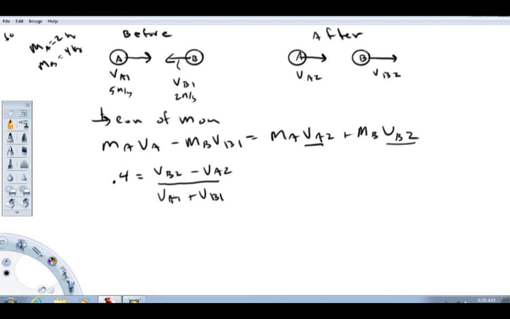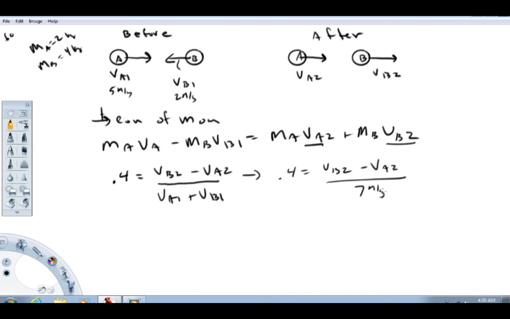So now I'm calling right positive. VA1 minus VB1, keep in mind that VB1 is to the left, so effectively it's minus a minus, making that a plus. This is now just a magnitude in this equation. So if we put numbers into this, it now reads 0.4 is equal to VB2 minus VA2 over 7 meters per second.